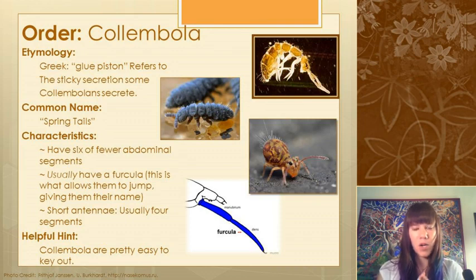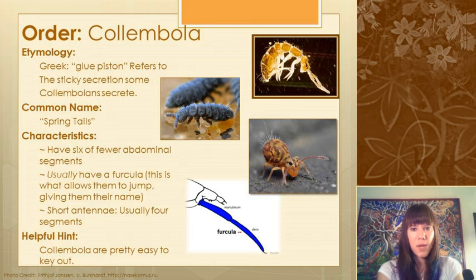Their common name is springtails, and that's because one of their characteristics is this really curled tail called a furcula, and they use it to jump like a spring, and hence springtails. I know, it's brilliant. Other characteristics are that they have 6 or fewer abdominal segments, and they usually have really short, stubby antennae. Collembola are pretty easy to key out because they all look pretty different. You have the really short, fat ones and the really round, fat ones and some longer ones.